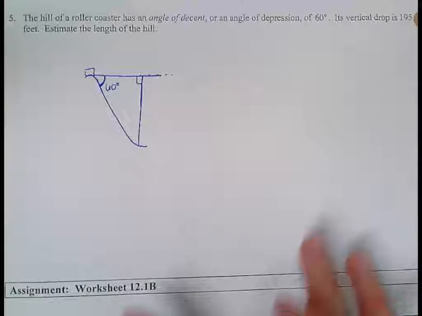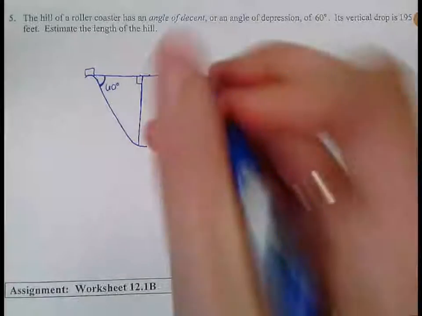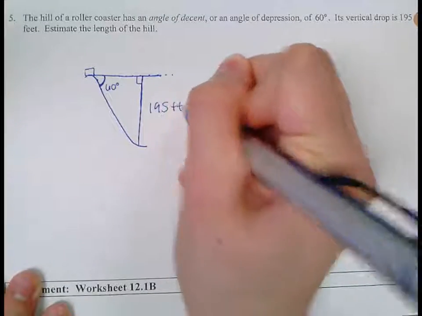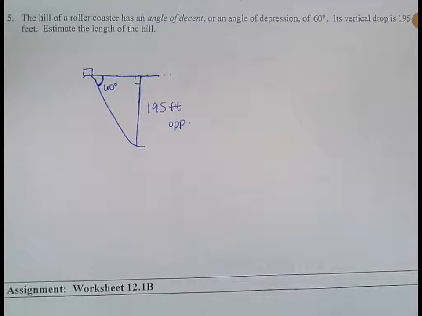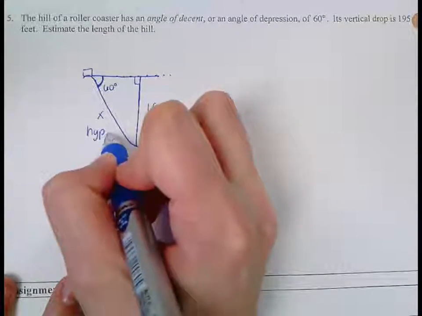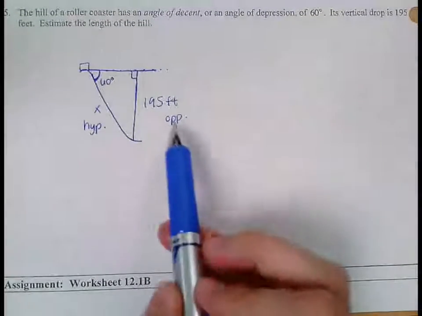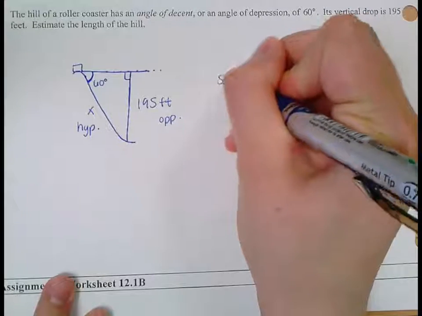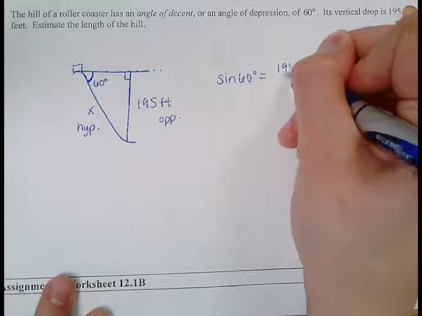It says its vertical drop is 195 feet. In relation to the 60 degrees, where would the 195 go? Opposite. And we're estimating the length of the hill, which in relation to the 60 is what? The hypotenuse. So we need sine again for this one, opposite over hypotenuse. Sine of 60 degrees is equal to 195 over x.